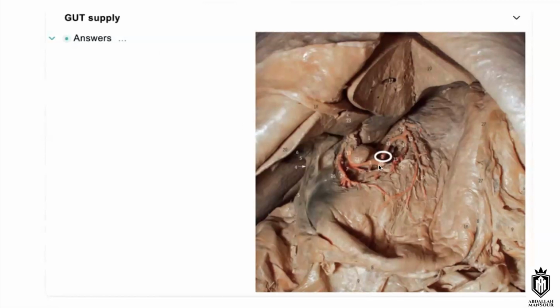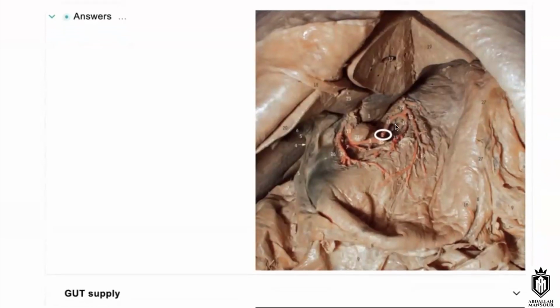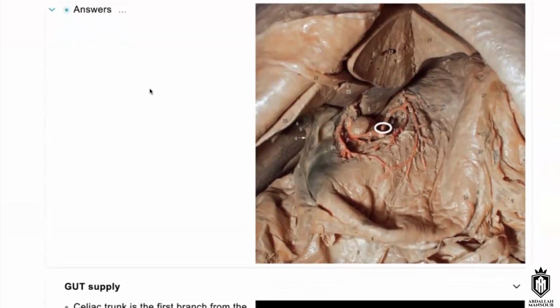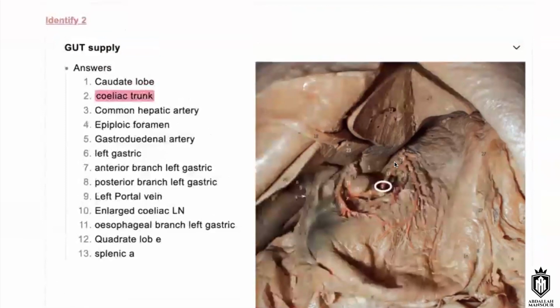Can you tell me what is number 3? Three will be... No, don't do that again. Just stay silent. Think about it. Common hepatic artery. What is 25? Splenic artery. Okay. Amazing. And what is 11? 11, this is the esophageal branch of the left gastric. Sorry, the left gastric artery.